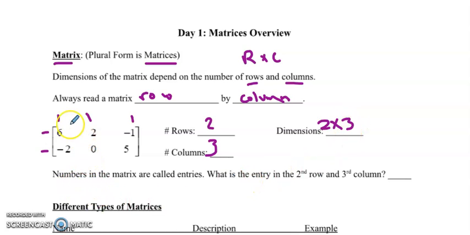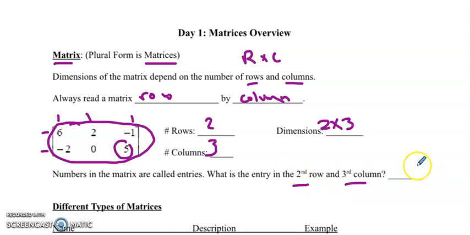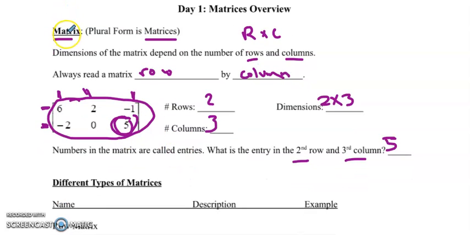The numbers in the matrix are called entries. These are the entries of the matrix. They're also called the elements of the matrix. So if I ask you what the entry is in the second row and third column, you come right here to the 5. Okay, so we just go row 1, then row 2, second row, first column, second column, third column, and we look at the element that's right there.